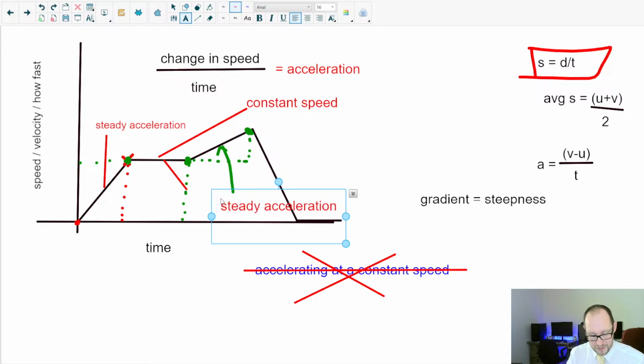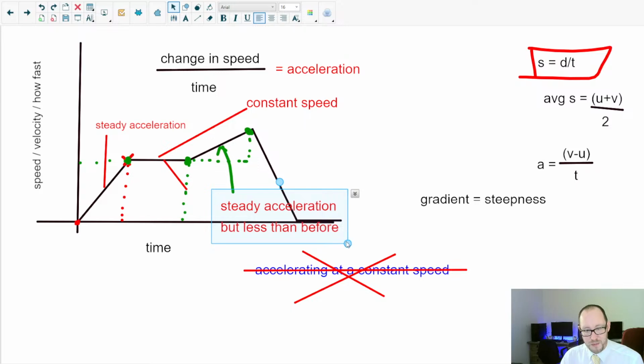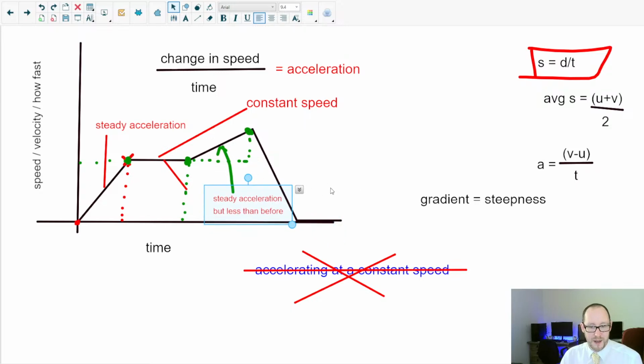But we can be a little bit more precise. It is steady, but less than before. You're not accelerating as sharply here. You're not changing speed as rapidly as you were at the start. And if you had numbers, you could do the calculation. You could go, what is the change in speed? How long did it take? Calculate the acceleration, job done.